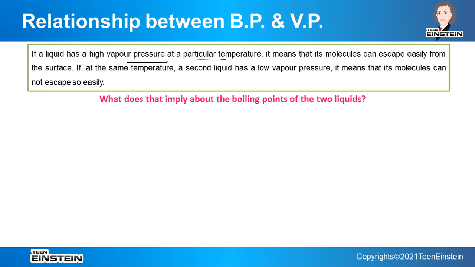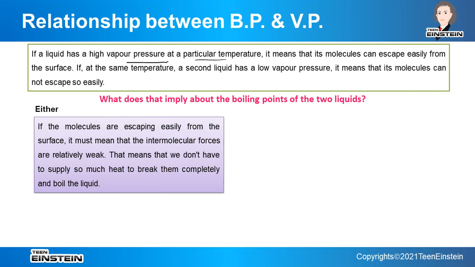Now the question is, what does that imply about the boiling point of the two liquids? We know that if vapor pressure is high, the liquid escapes easily from the surface to the vapor phase. But what does that mean regarding the boiling point? Two types of explanation we can give. The first explanation is, if the molecules are escaping easily from the surface, it means that intermolecular forces are relatively weak. In the liquid phase the molecules are close to each other, but in the vapor phase they are far from each other.